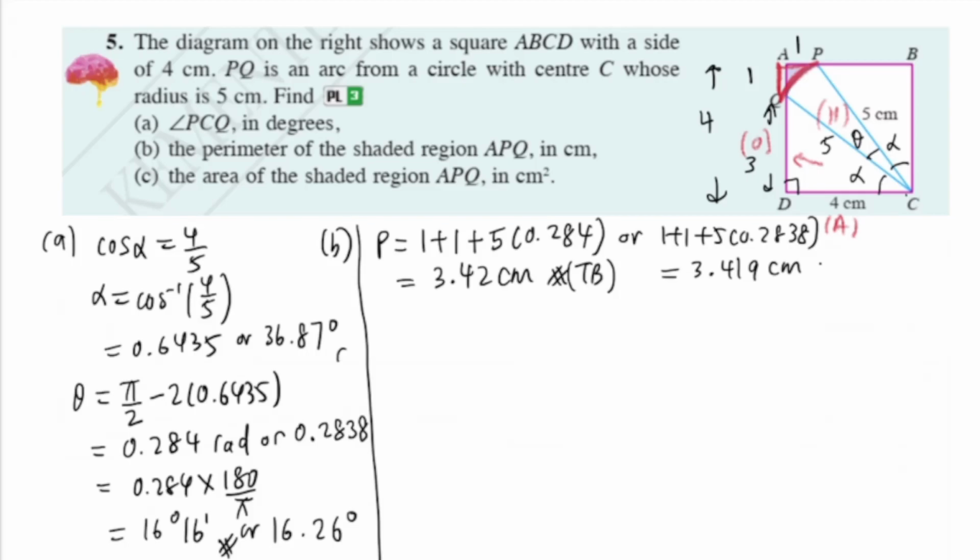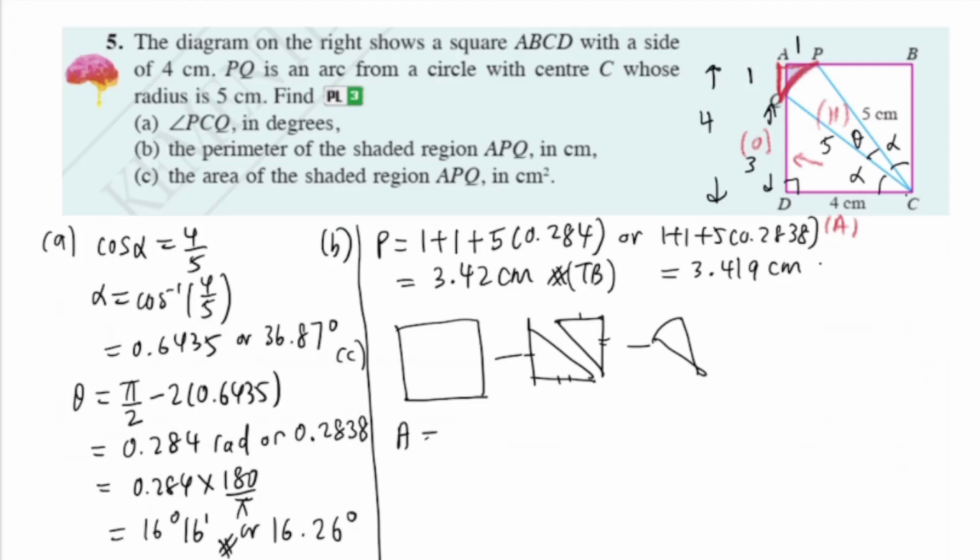Now let's look at C, area of shaded region. Your shaded region, we can just take the big square minus the 2 triangles and minus the sector. Your big square is like this. You minus these 2 triangles, first triangle, second triangle, they are identical, right? And then you minus this sector in between. So my big square is 4 squared, 4 times 4. Then you minus area of triangle, 2 of them, half times base times height. And area of sector is half r squared theta.